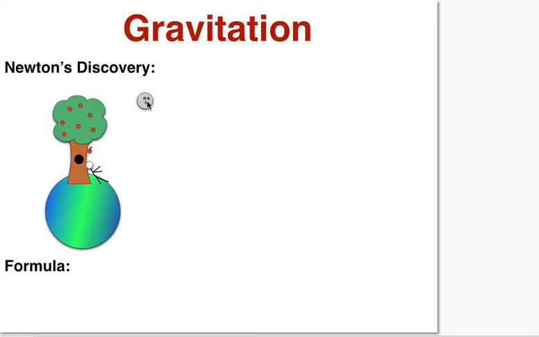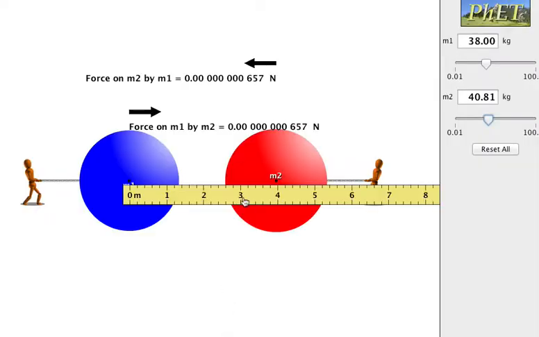So what Newton did is he made gravity a universal force. It's a force that acts between all objects in the universe. Newton found that the force of gravity depended upon the mass of the two objects, and it depended upon the distance between the two objects.